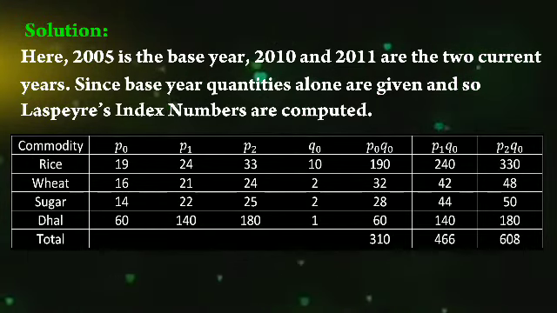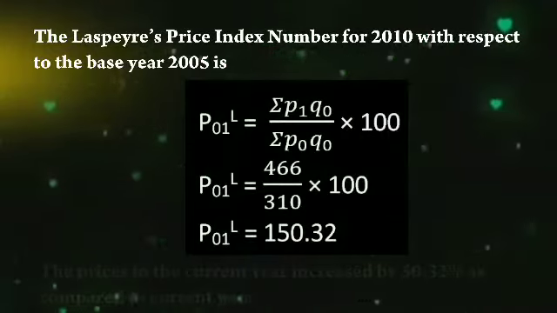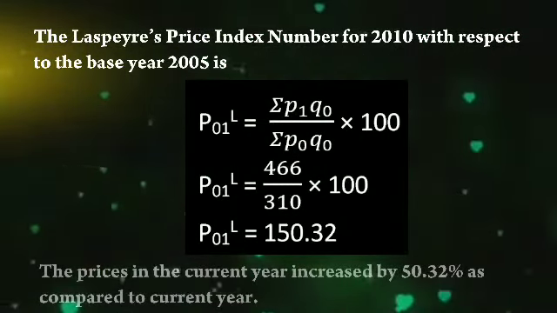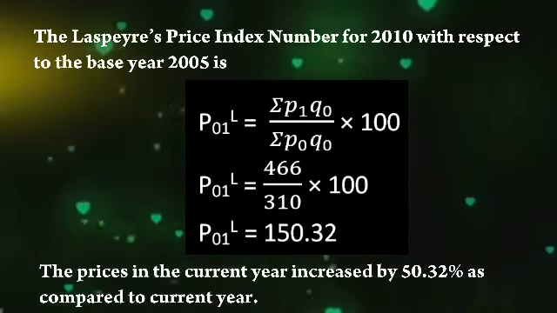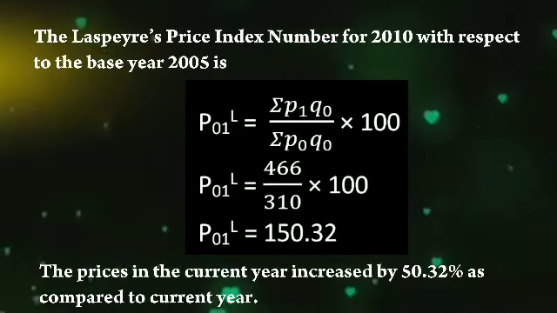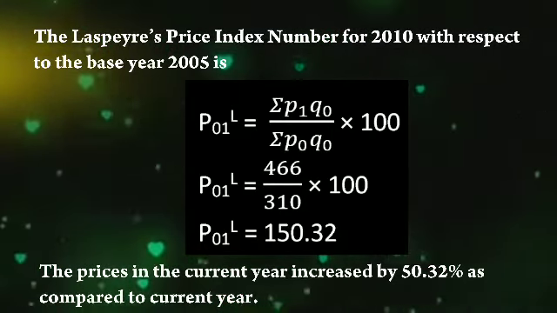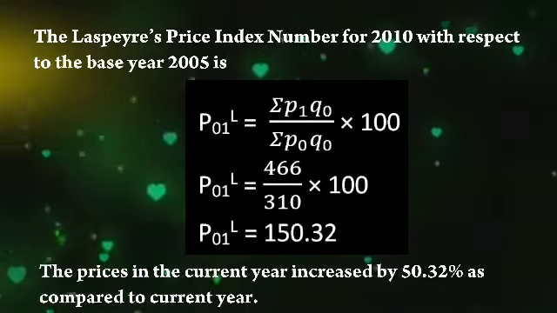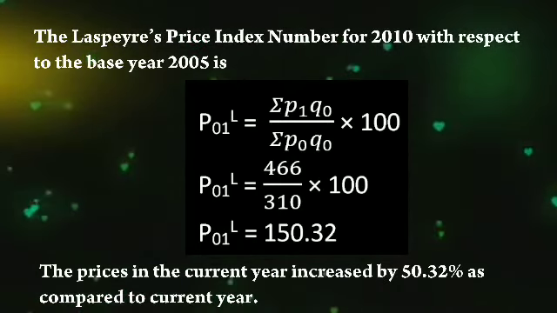After that, the next step is to construct the index number. Here you should compute the index number based on the given data. Based on the given data, you can compute only the Laspeyres index number. So first, construct the index number for the year 2010. The Laspeyres price index number for 2010 with respect to the base 2005 is P01 of L equal to sigma P1 Q0 divided by sigma P0 Q0, multiplied by 100.